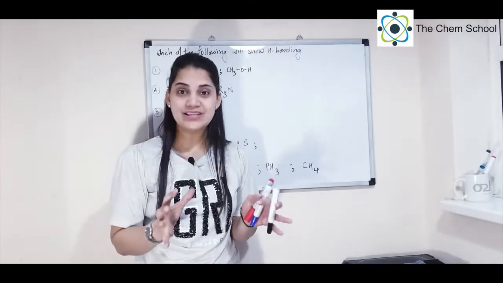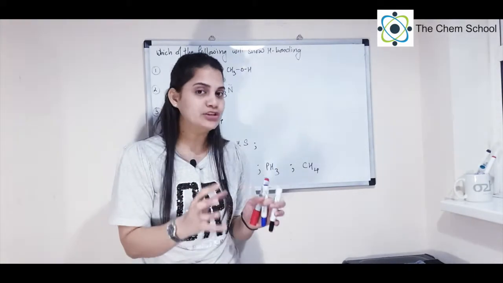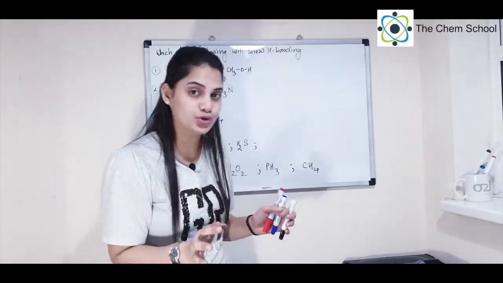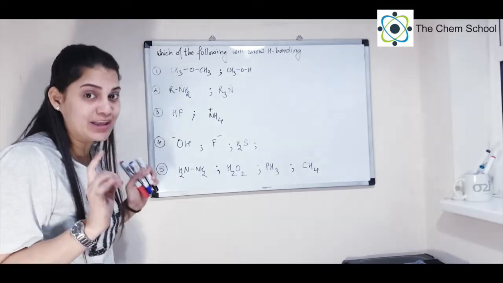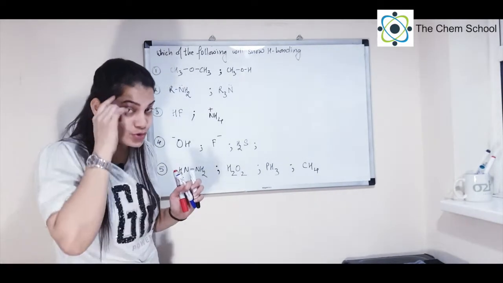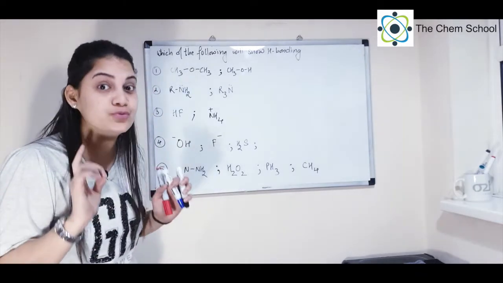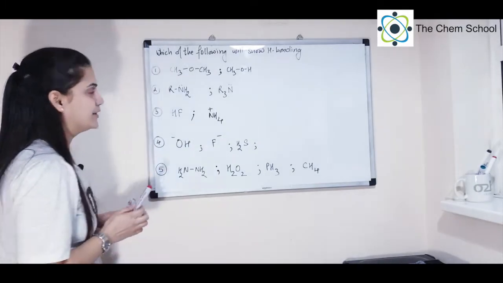So now let's solve some examples and find out which one will show hydrogen bonding and which one won't, okay? So here there are 5 examples and you need to predict where you will find hydrogen bonding, okay? So just remember all the conditions that we have spoken about, okay? So have a look at the first one.